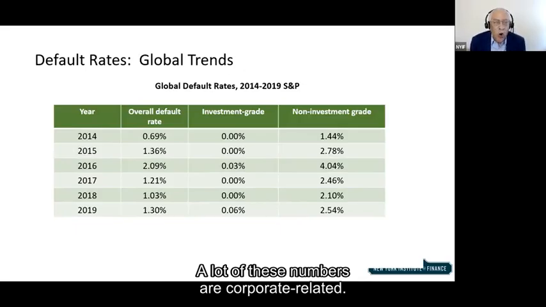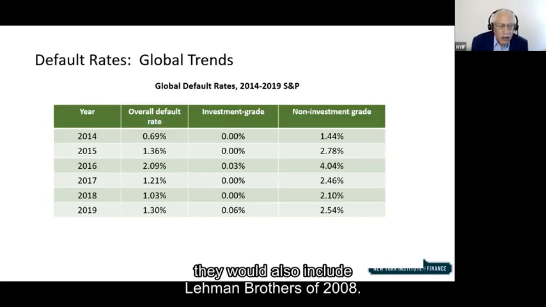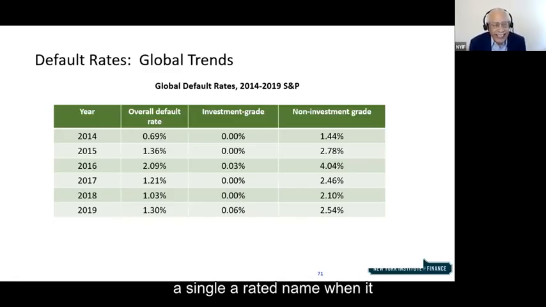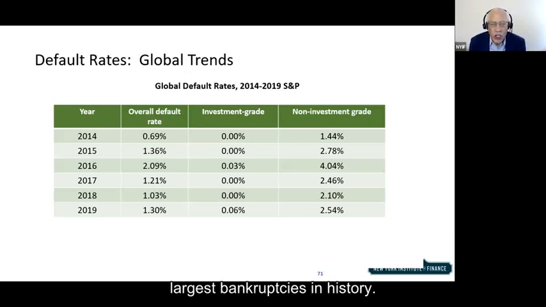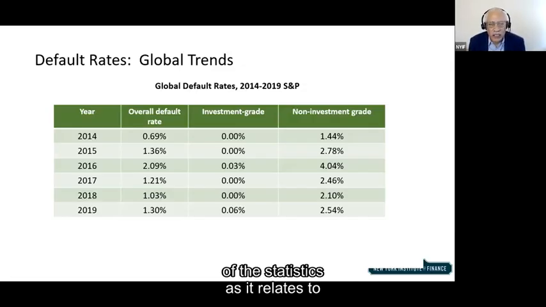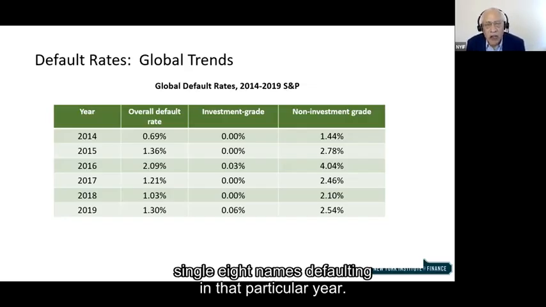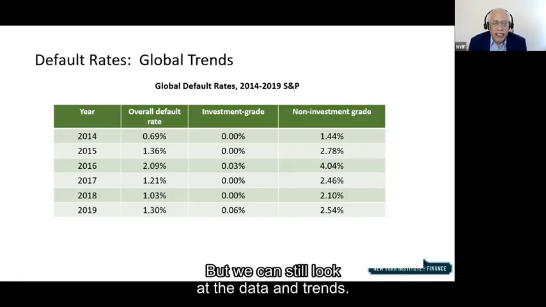Now, a lot of these numbers are corporate related. If we included financial institutions, they would also include Lehman Brothers of 2008, which happened to be a single A rated name when it filed for bankruptcy in September of 2008, which turned out to be one of the largest bankruptcies in history. That default could distort some of the statistics as it relates to single A names defaulting in that particular year. But we can still look at the data and trends.